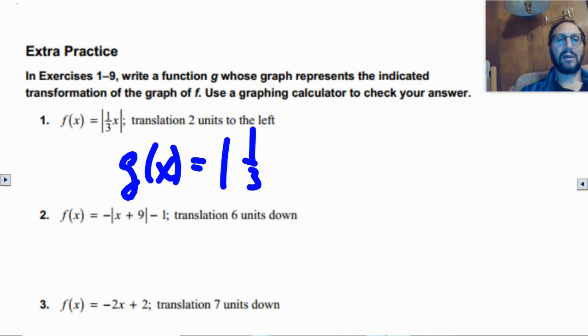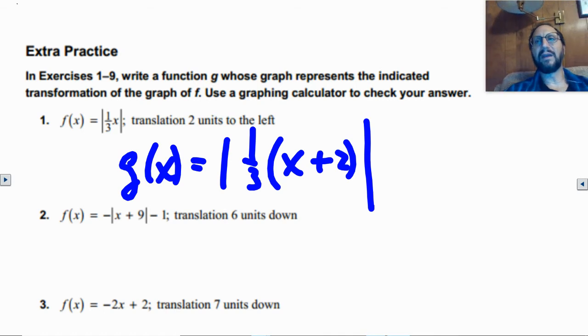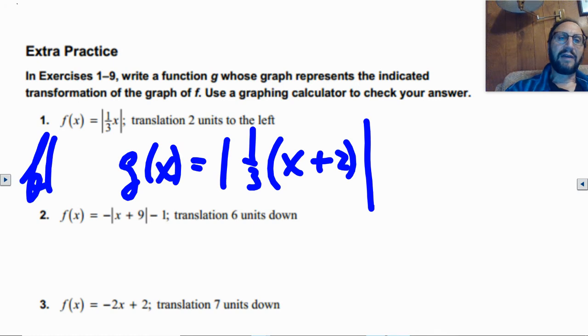Now, I need to do it like this, because otherwise I would have the same problem as the original set of problems without the parentheses. If you don't have the parentheses in there, you can't tell exactly which way you're going or how far. So, and by the way, I would say that this is f of x minus 2, or x plus 2, right?